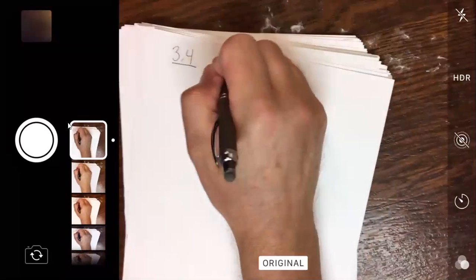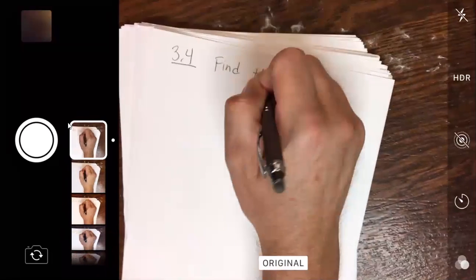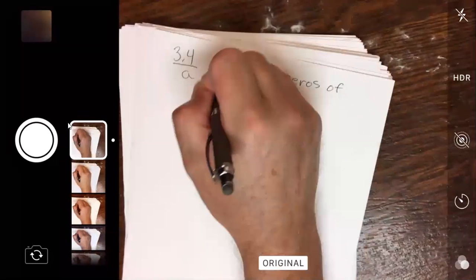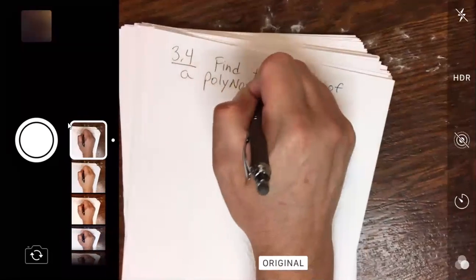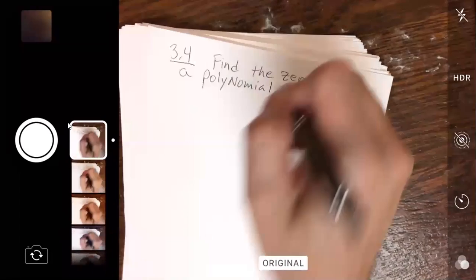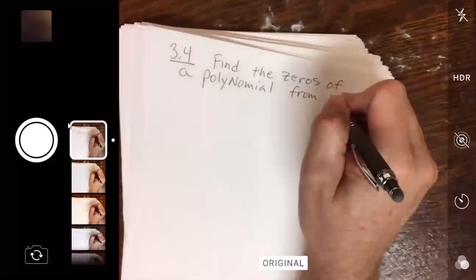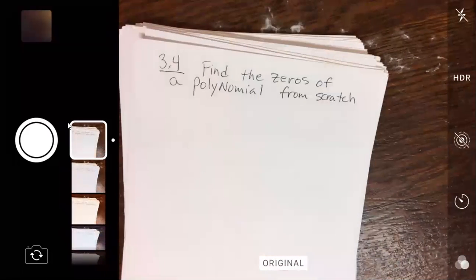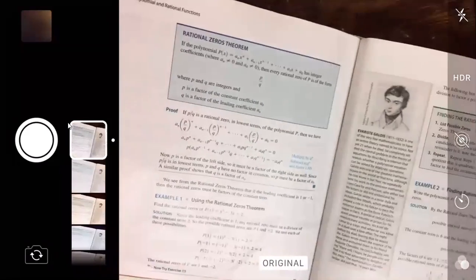You want to find the zeros of a polynomial from scratch. Okay, you need the magic theorem. It's called the rational zeros theorem. It reads like gibberish.